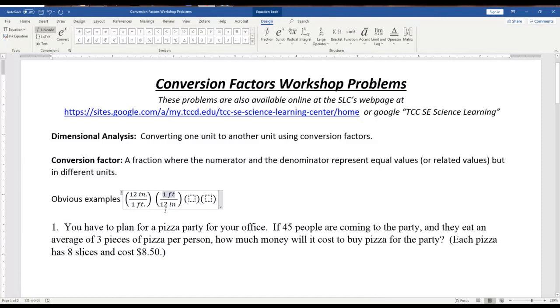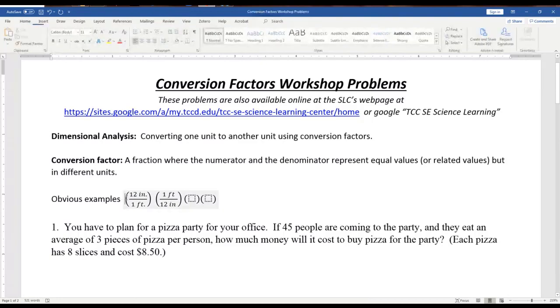And which one do you use? It depends on what you're starting with. You're always trying to cancel out the unit that you're starting with. And so whatever unit was previously on top, that's the unit that goes in the bottom.